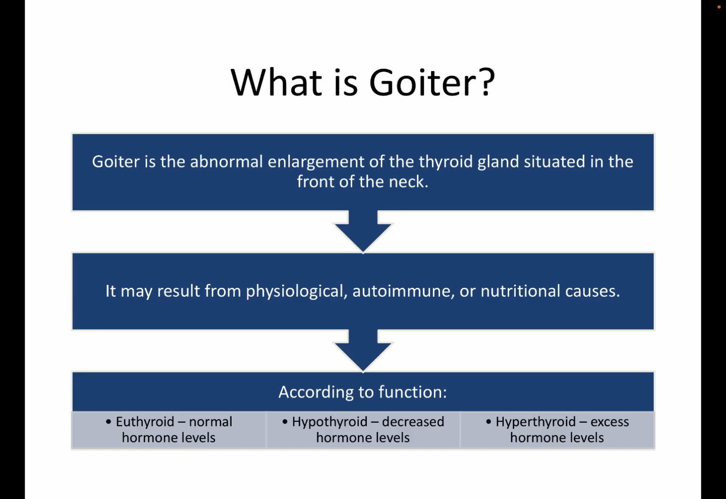What is a goiter? Goiter is abnormal enlargement of the thyroid gland situated in front of the neck. It may result from physiological, autoimmune, or nutritional causes. According to function, it can be called euthyroid, where there will be normal hormone levels but the thyroid gland will be enlarged, or hypothyroid, where there will be decreased hormone levels but the thyroid gland will be enlarged, or hyperthyroid, wherein there will be excess of hormone as well as excess of glandular structure.